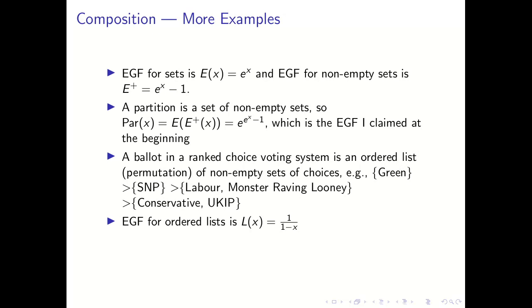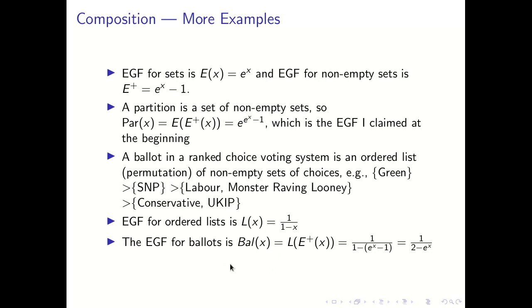But what we have here is an ordered list, which is another way of saying permutation, but I don't want you to think of permutations and ordered lists as the same thing, because they do have the same exponential generating function, which we can see here, but they have different ordinary generating functions. I'm not gonna say more about that. But so what we have here is an ordered list of non-empty sets. So we do the composition, and our exponential generating function for these ballots is L compose E plus, which is going to give us this exponential generating function 1 over 2 minus e to the x.